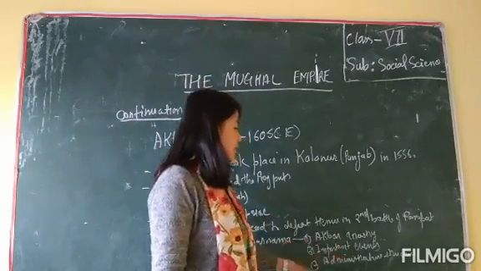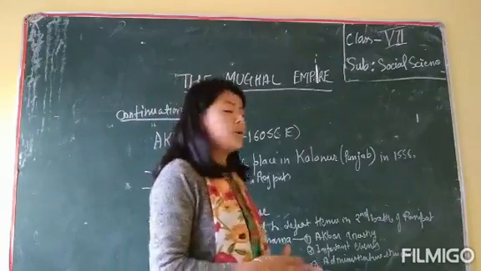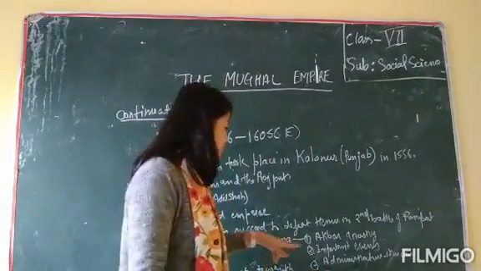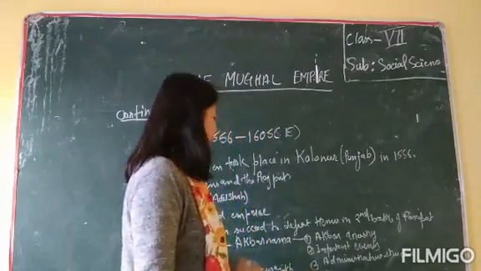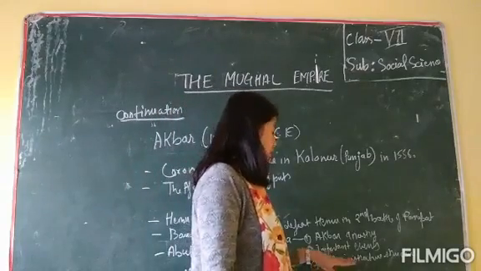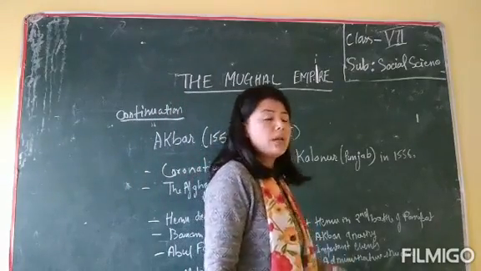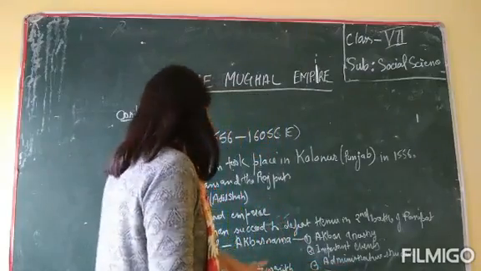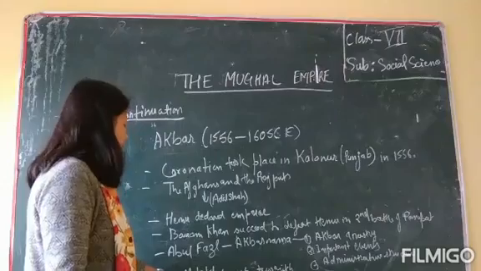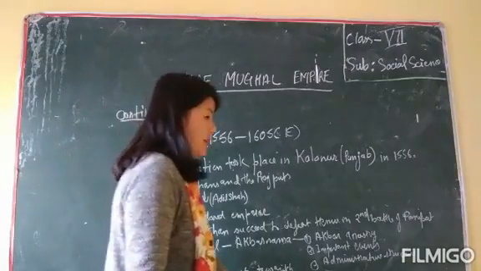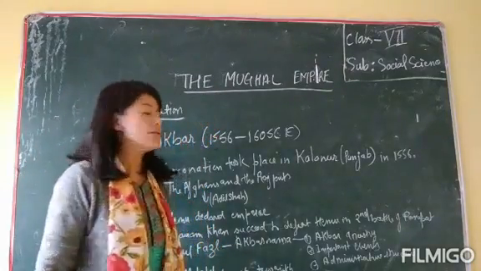The second volume discusses the important events during the time of Akbar's reign. And the third volume, the Ain-i-Akbari, describes the administrative structure during Akbar's reign. Apart from Abul Fazl, Badauni also wrote a book, called the Muntakhab-ut-Tawarikh.